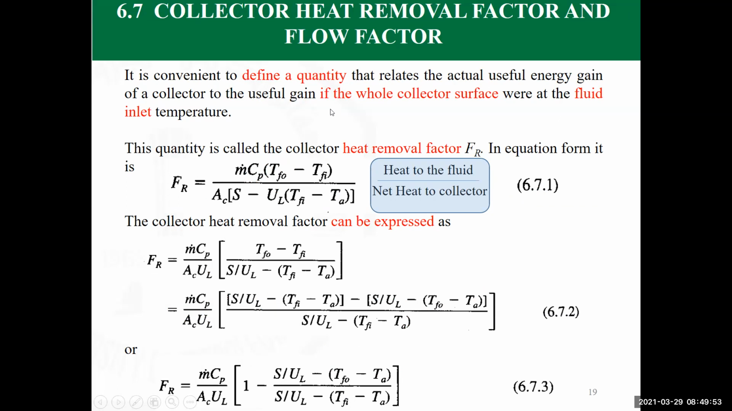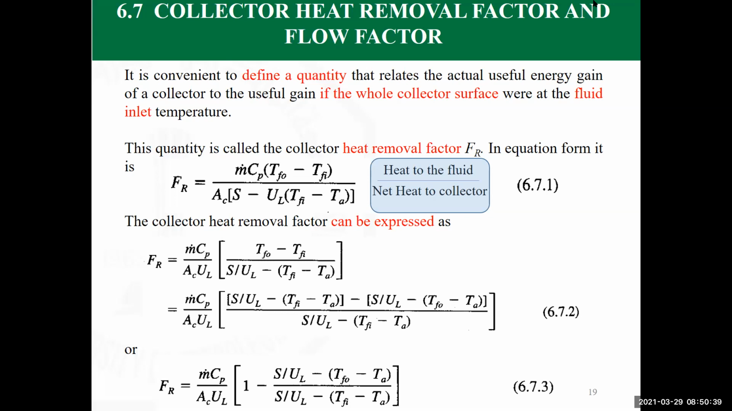Then what we're going to do here is define a quantity that relates the useful energy gain to the useful energy that would be gained if the whole collector surface were at inlet temperature. What is that? The point here is that there is energy transfer reaching the fluid. The temperature reaches the fluid at a certain input value, and it is being dissipated or consumed by the fluid.